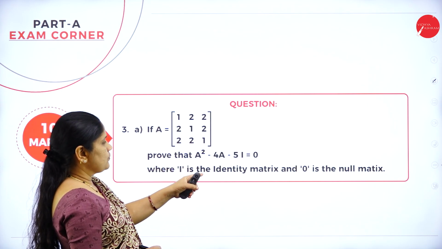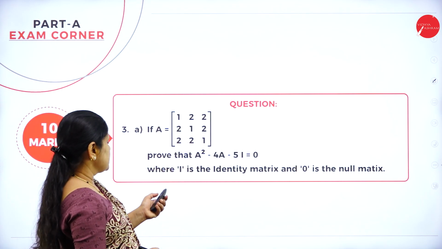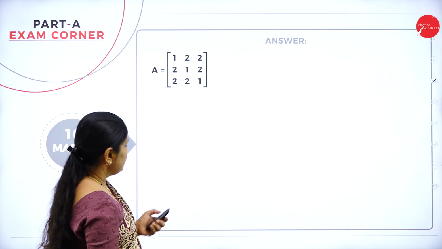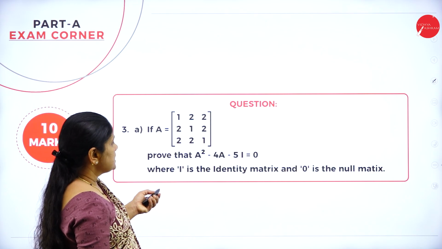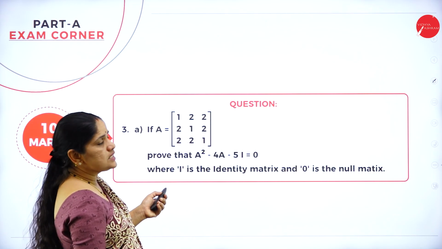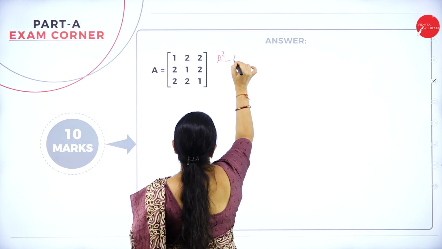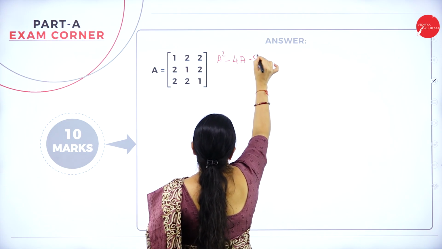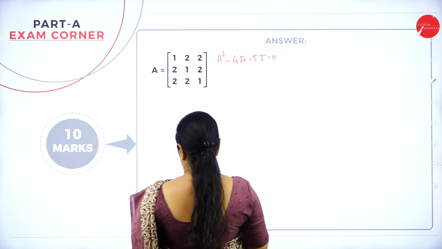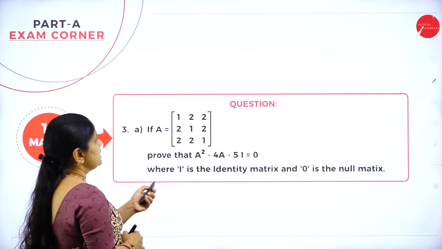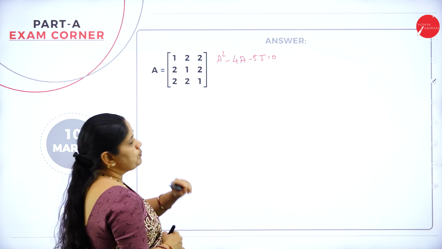Now the next problem: if A is the matrix with rows 1 2 2, 2 1 2, 2 2 1, prove that A square minus 4A minus 5I equals 0. So we have the matrix A here, and we have to prove that A square minus 4A minus 5I equals 0.